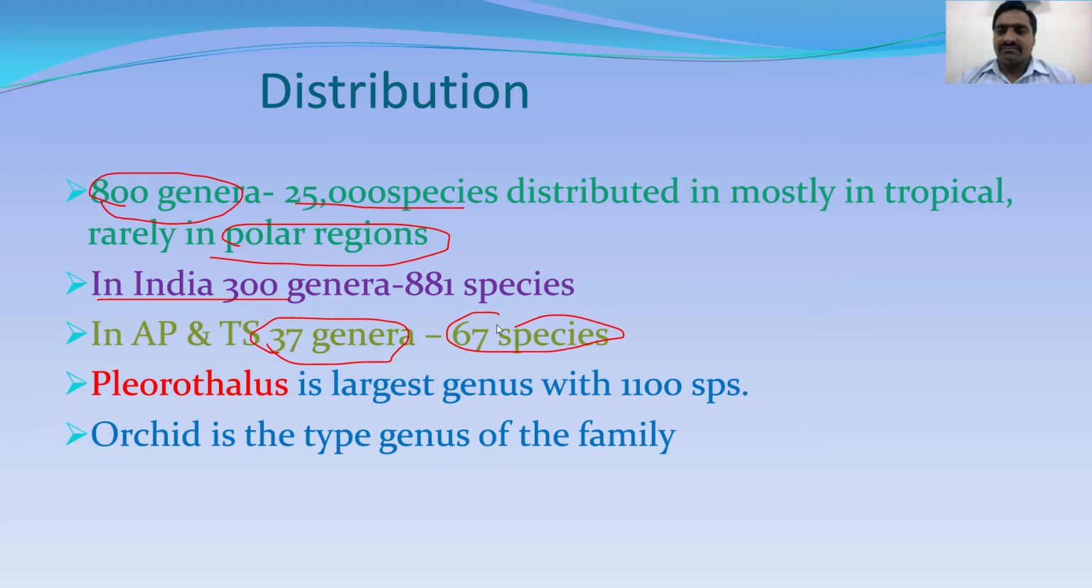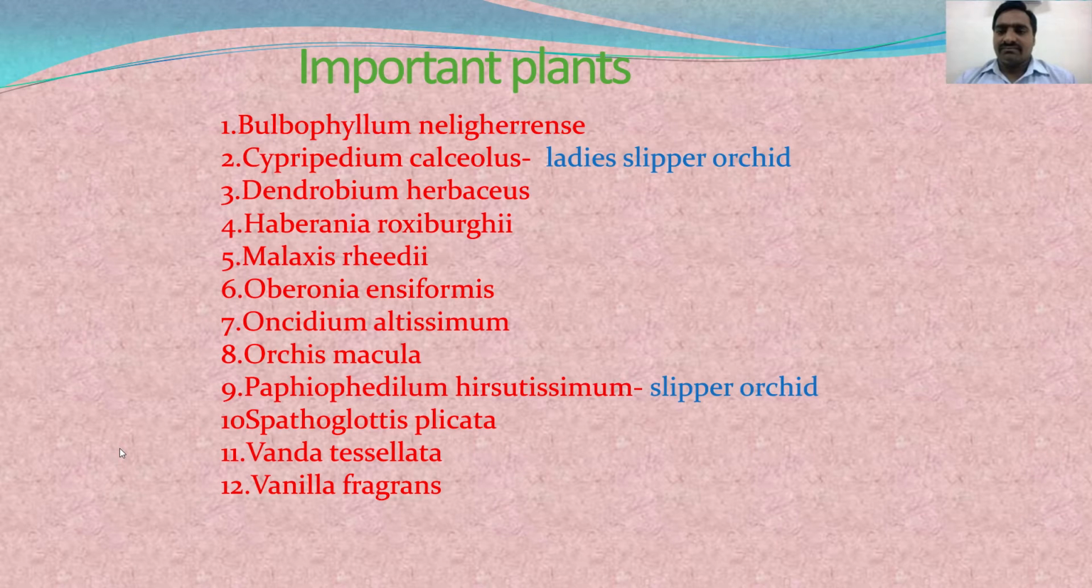In this Orchidaceae family, Pleurothallis is the largest genus, with 1100 species. Orchis is the type genus of the family, so based on this genus the family name is considered as Orchidaceae. Important plants are Bulbophyllum nilgherrense and Cypripedium calceolus. This Cypripedium is commonly known as the lady slipper orchid.